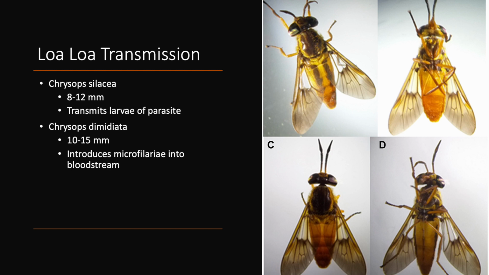So for transmission, the primary vectors responsible are certain species of the Chrysops flies, particularly Chrysops silacea and Chrysops dimidiata. Their appearance is like a horsefly, which they have, as you can see in this image, a robust and stout body, and their body is usually brown or grayish, and their wings are often clear with dark markings. The silacea can range between 8 to 12 millimeters, and the dimidiata can range from 10 to 15 millimeters. The silacea transmits the larvae of the parasite into the bloodstream while the dimidiata introduces the microfilariae into the bloodstream.